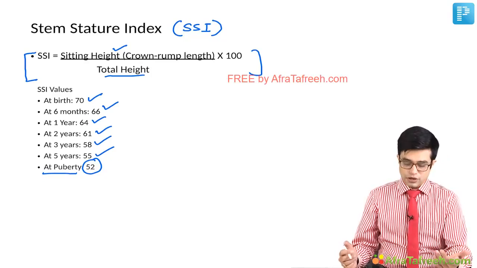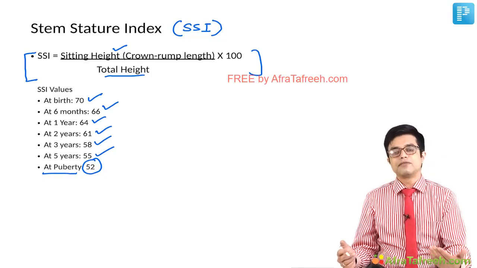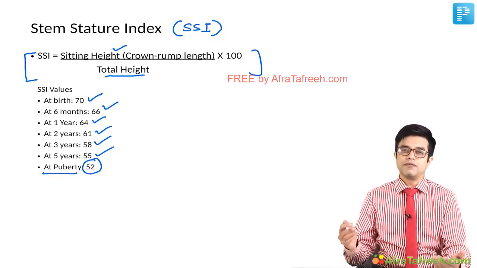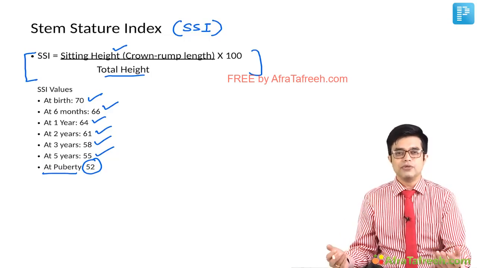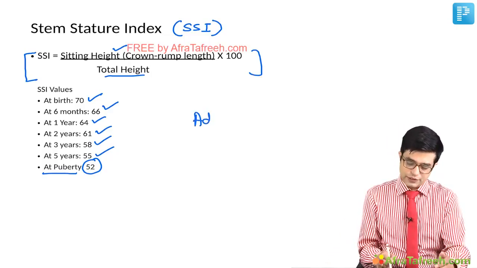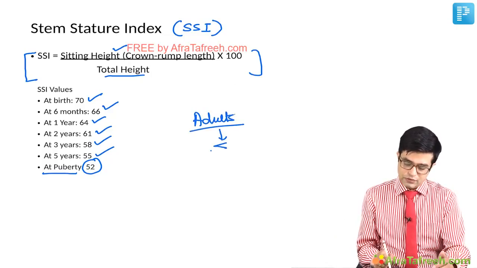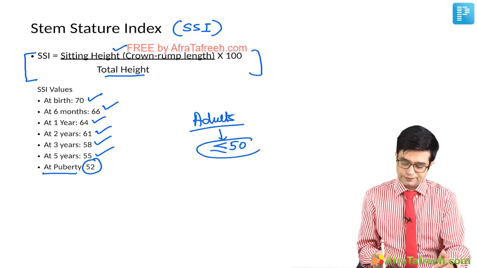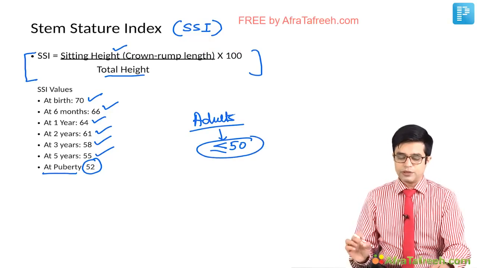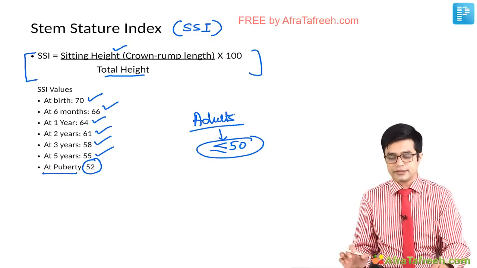Around 50 of stem stature index is then found in most of the adults. 50 or just below 50 is the value in case of adults. So you can remember, in case of adults, the stem stature index is equal to or less than 50. This is the point to remember regarding the stem stature index.